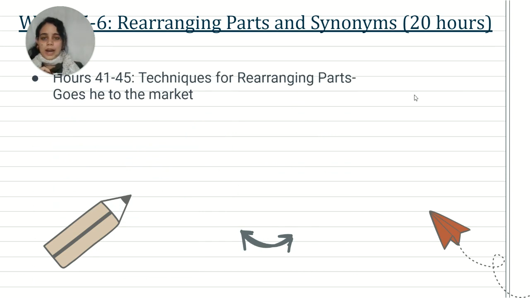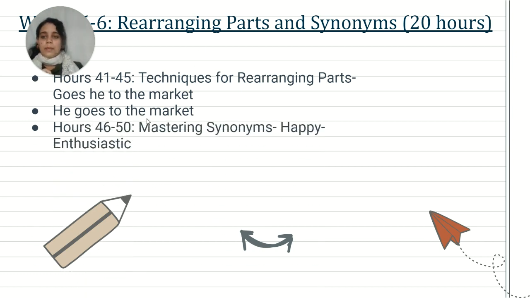Techniques for rearranging the parts. बेसिकली इसमें पैसेजेस भी आ सकते हैं रीअरेंज करने के लिए आपको और इसमें सेंटेंसेस भी आ सकते हैं. कभी कभी इसमें ऑप्शन एंड रीजन भी पूछा जाता है. सो फर्स्ट वन इज गोज ही टू द मार्केट. सो दिस इज नॉट द करेक्ट वन. We will arrange like this: he goes to the market. This is the correct format.